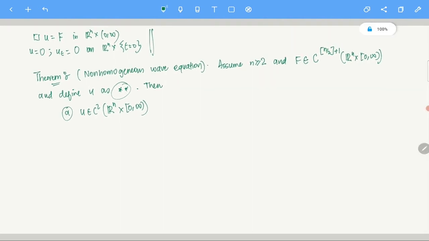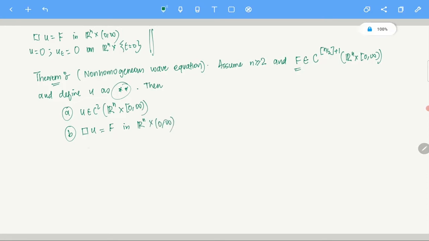So, once you do that, we can do all of this, whatever I am doing here. Okay, so U is in C2. So basically, if you take capital F to be in C of the box of n by 2, let's say n equals 3. Yeah, so in that case, it is C2 of Rn cross (0, infinity). So then U is also in C2, and moreover the D'Alembertian of U is going to be capital F in Rn cross (0, infinity).